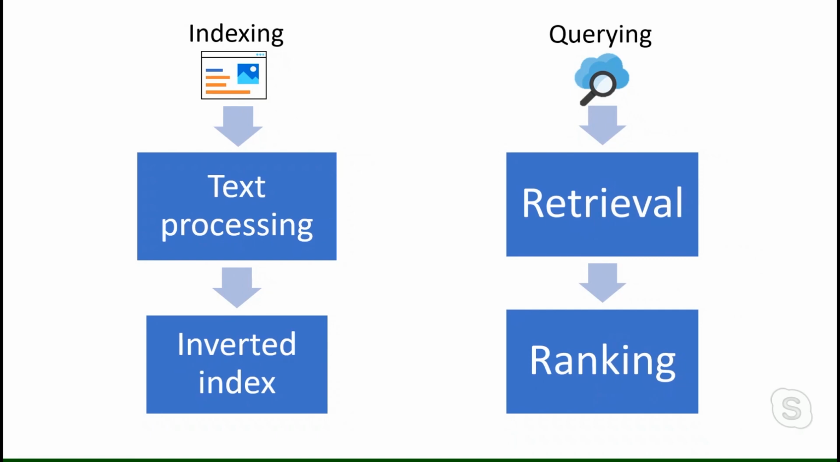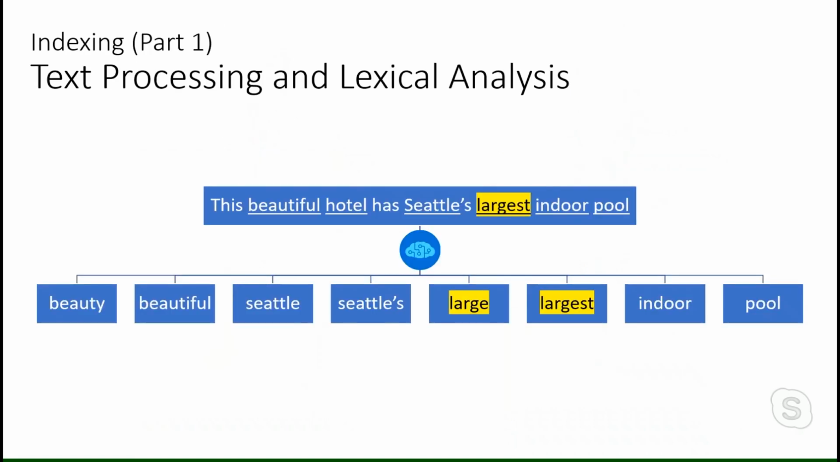In the following few steps, I'm going to highlight some of the most important steps for both processes, notably how we process the documents at indexing time and how we create an inverted index. And then once a user emits a query, how we retrieve those documents and how we rank the results. So text processing is probably the most compute-intensive part of the indexing process. It's where we apply lexical analysis on the content to extract what we call tokens from raw text.